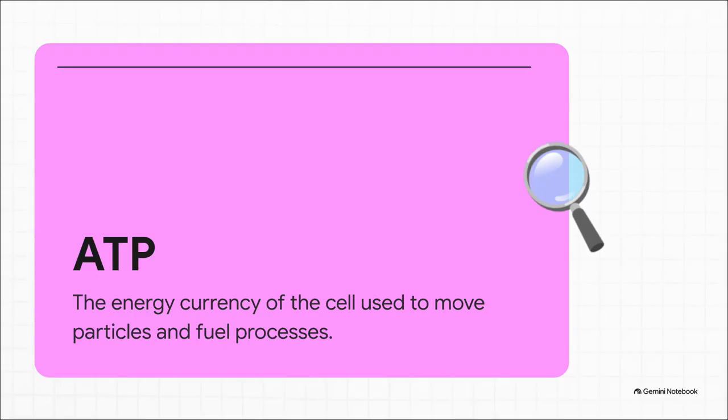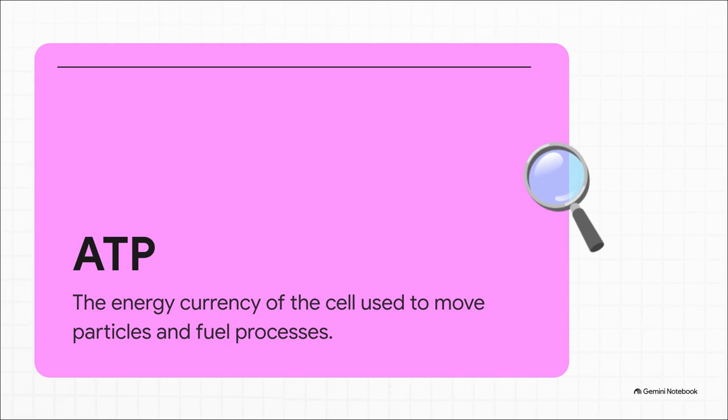But here's the thing. To fuel all of this intense chemistry, your body needs power. Enter ATP, or adenosine triphosphate. You can think of ATP as the energy currency of the cell. These molecules have phosphate groups that are held together by highly energetic chemical bonds.